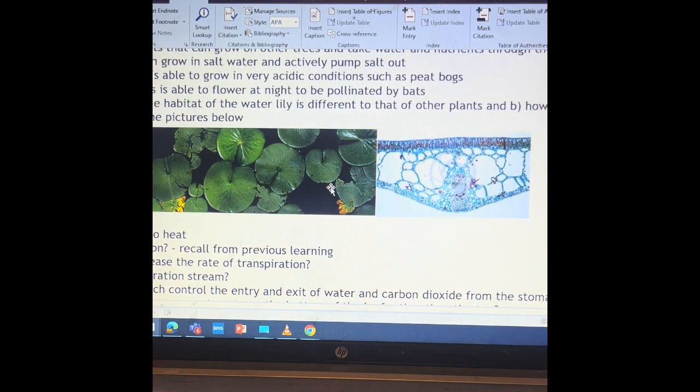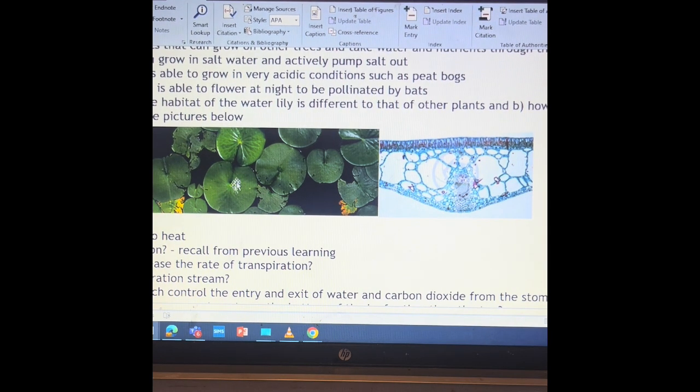I then want to show you these. This comes up more at A level, to be honest, but water lilies, they're really odd, okay?